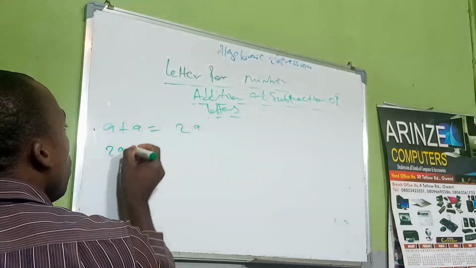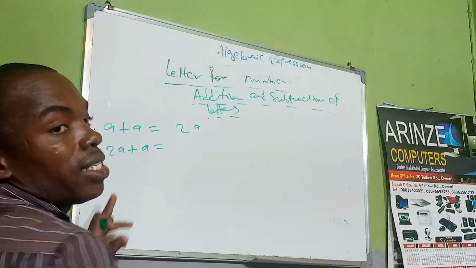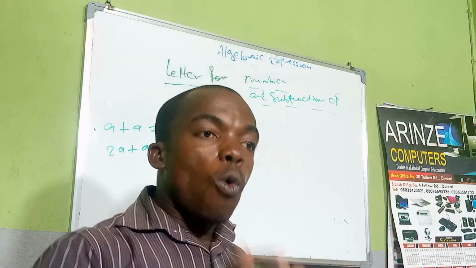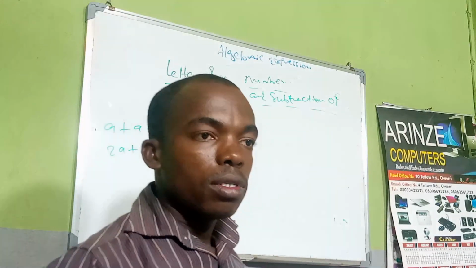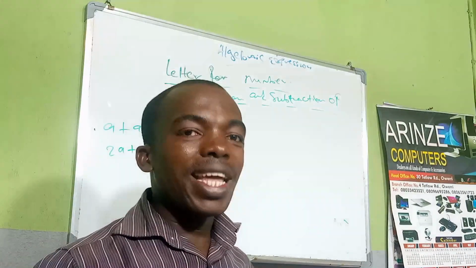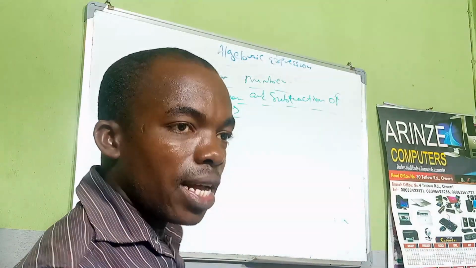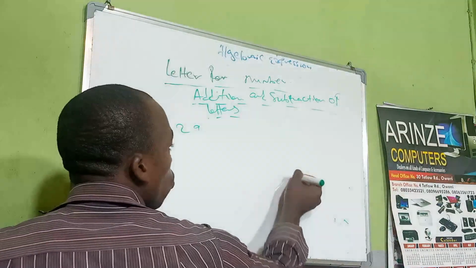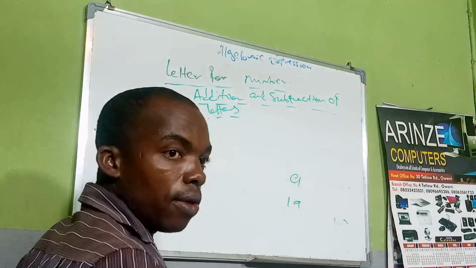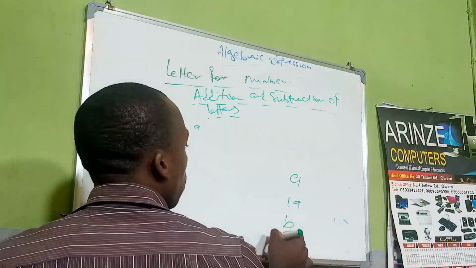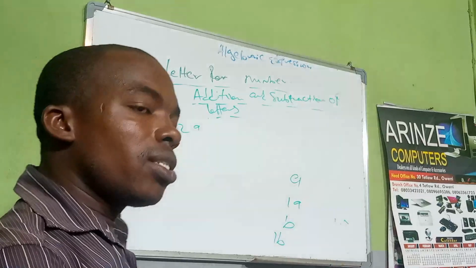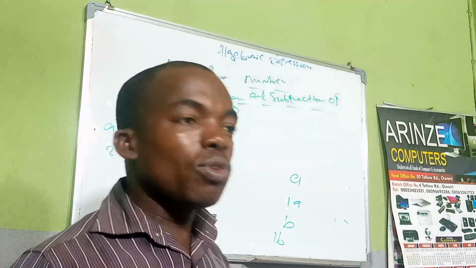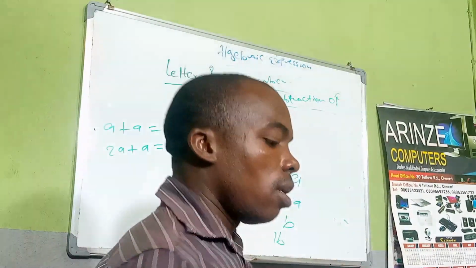And 2A plus A is 3A. When you see a letter stand on its own, it means 1 is at the front of that letter. If I have A alone, it means 1A. If I have B alone, it means 1B. When it is 1A, we don't call it 1A, we call it A. When it is 1B, we call it B. The same thing with every letter.